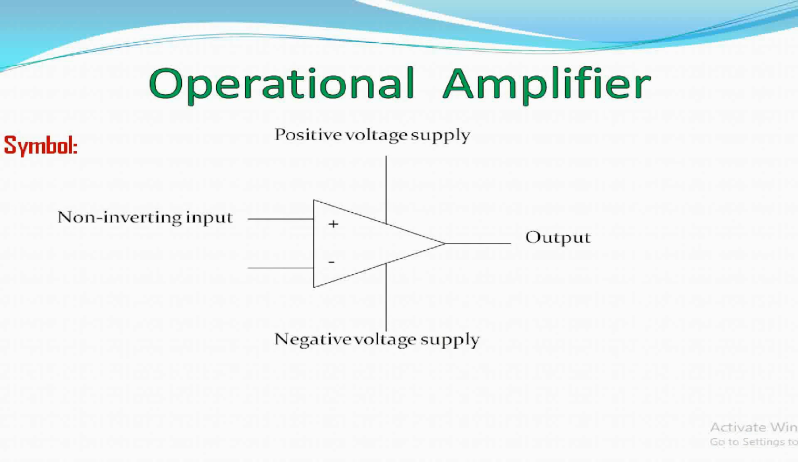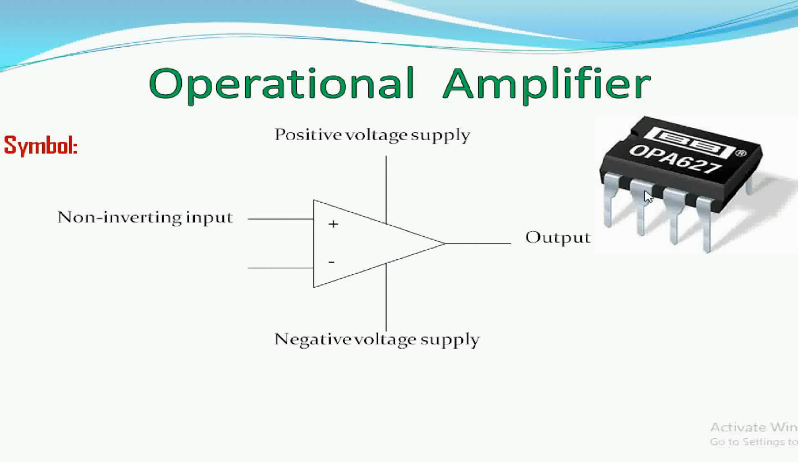So this is an amplifier. This is the op-amp symbol. If you observe here, in the op-amp we have two inputs. This is called the non-inverting input. This is called the inverting input. And positive power supply voltage and negative voltage supply. And output is taken from this point. The op-amp has two input terminals.